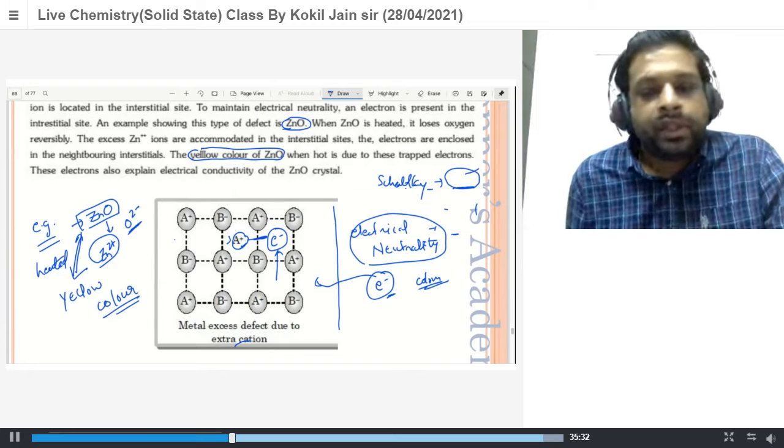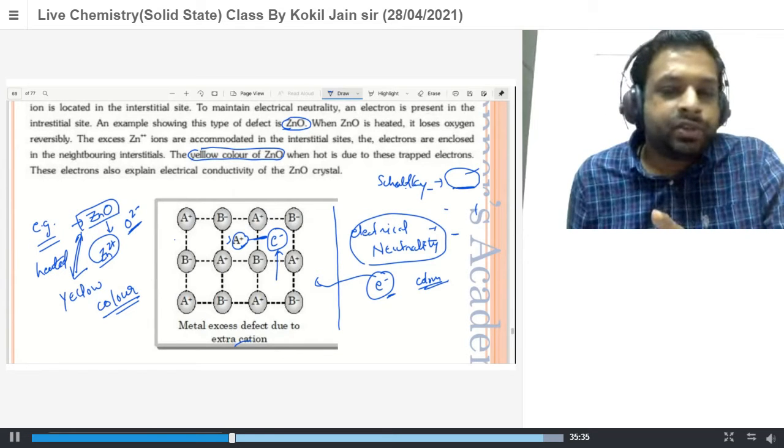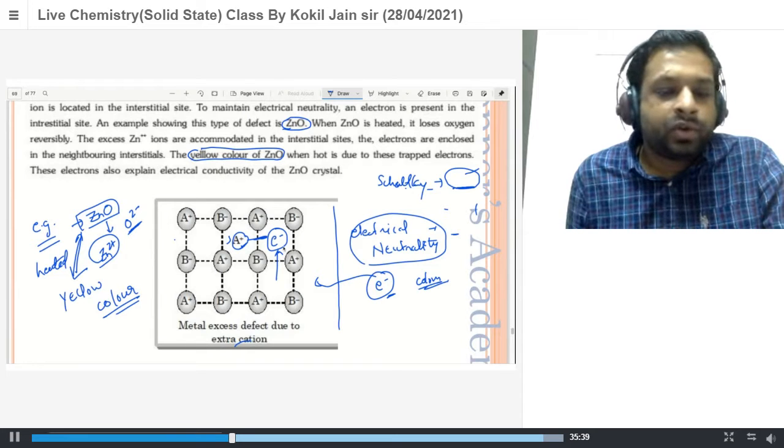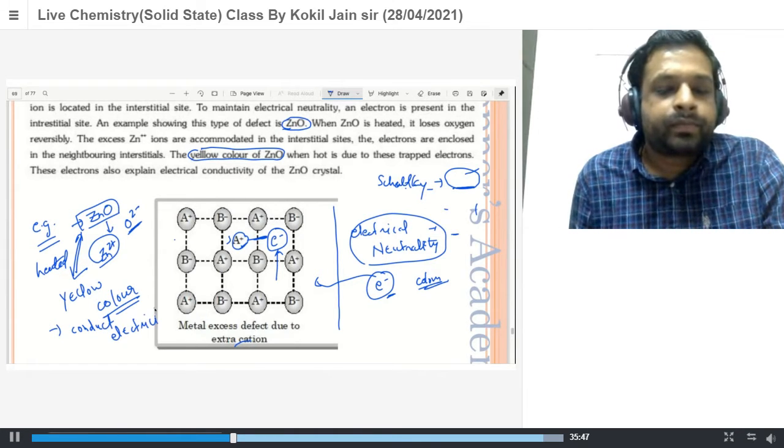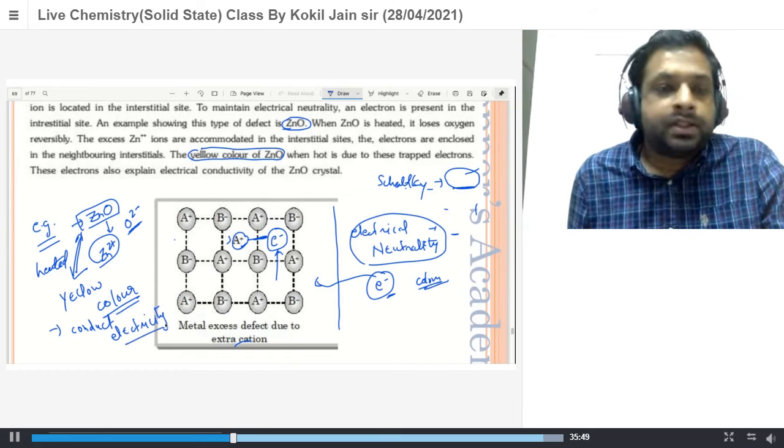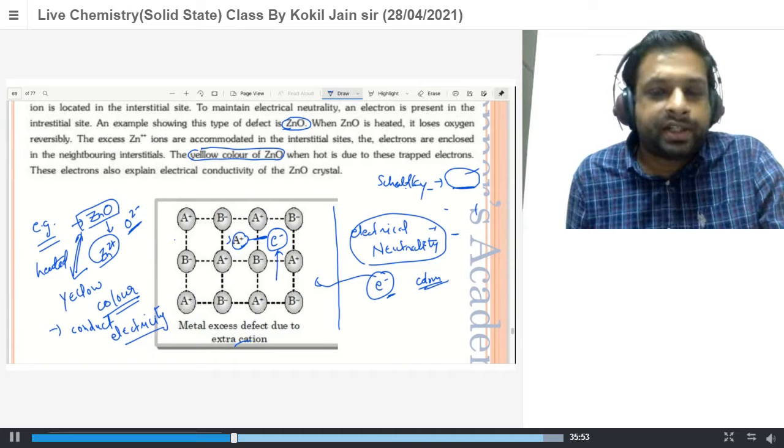Another thing you can note here is that due to the presence of such electrons, it will also conduct electricity. Okay, conduct electricity. Now, this is all about the metal excess defect due to extra cation.